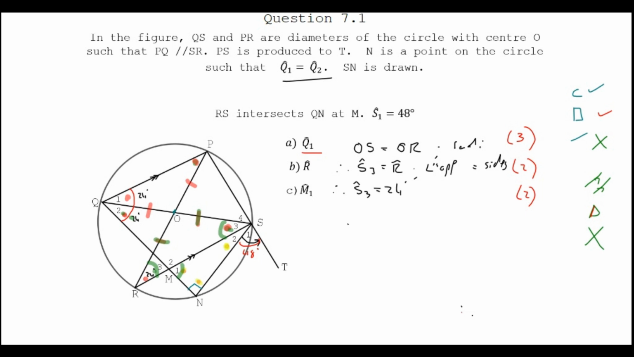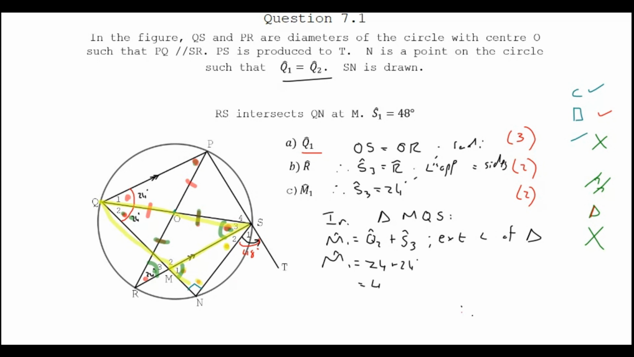Now, for the triangle, I'm going to highlight this again in yellow. For this triangle over here, we have M1 as an external angle. So we could say in triangle MQS, M1 would equal angle Q2 plus angle S3. And our reason there would be exterior angle of triangle. So therefore M1 is equal to 24 plus 24, which is equal to 48 degrees.